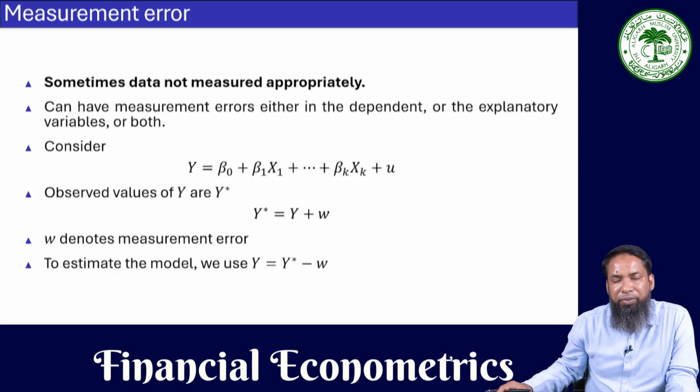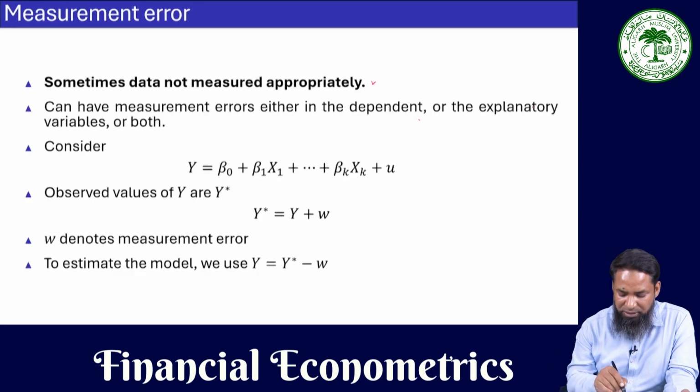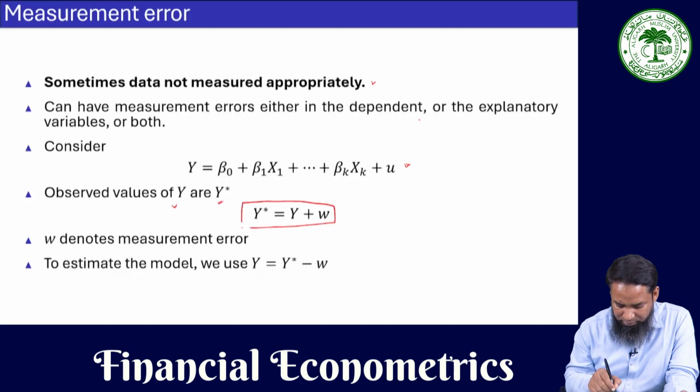Then measurement error may also create the problem of misspecification. Sometimes data may not be measured appropriately, so there may be measurement error either in the dependent or explanatory variable or both. Consider this particular example here. Observe the value of y, y and y star. So y star is, let us say, this.